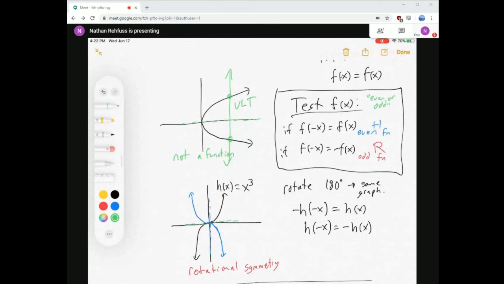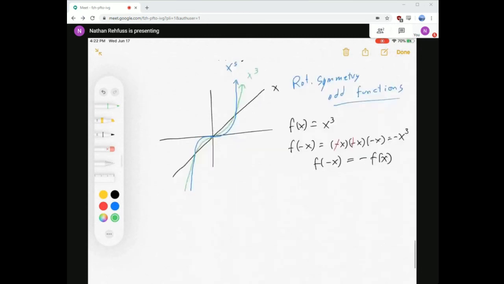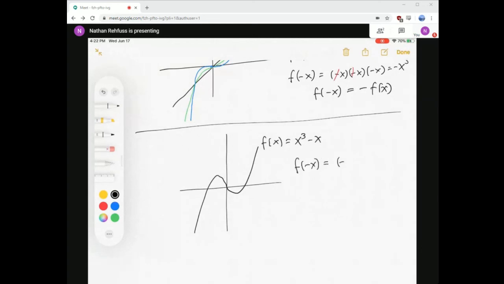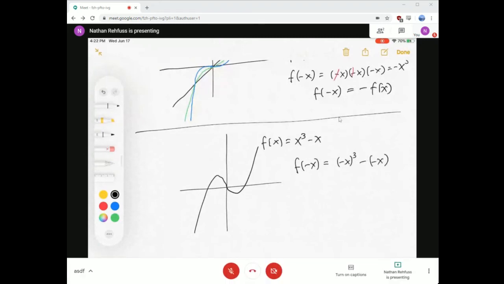Now, of course, again, it's possible for a function to be neither. So let's take a look at some example functions. Here's f of x equals x cubed minus x. Now you can see from the graph, but if I didn't have the graph, I'd want to know, is this even or odd or neither? Let's try f of negative x. It's negative x cubed minus negative x. So I've put a negative x everywhere that x used to be.